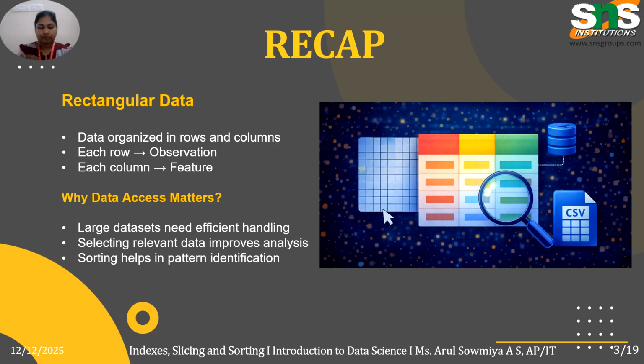First one is recap. So here we are going to recap our previous topic, which is rectangular data. Data organized in rows and columns is called rectangular data. Here each row is an observation, each column is a feature. So why does data access matter? Large data needs efficient handling. Selecting relevant data improves analysis. Sorting helps in pattern identification.